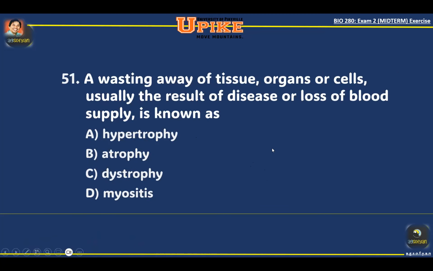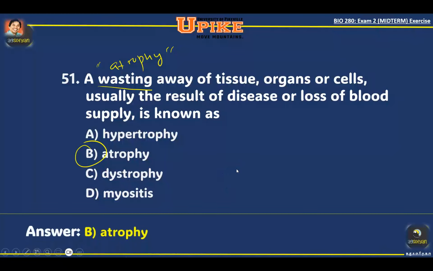A wasting away of tissue, organs, or cells, usually the result of disease or loss of blood supply, is known as, so wasting away means A, atrophy. For example, if a muscle is never used, it's going to be very small. Like people with polio, their leg muscles are very small. It's because of atrophy. So, wasting away of tissue.